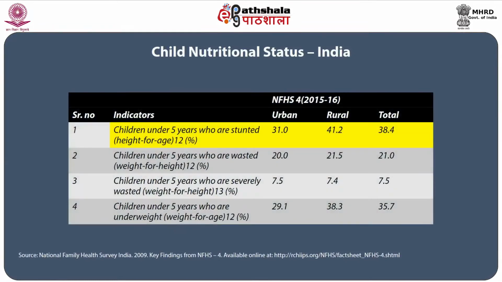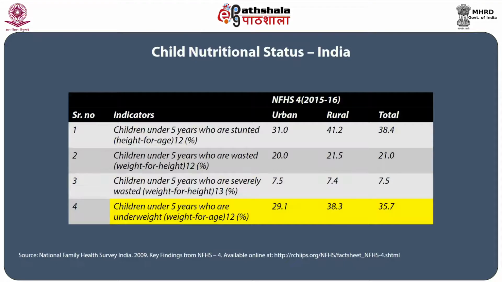And if we look at the number of children who are stunted, based on the measurement of height for age, it is to the extent of 31% in urban areas, whereas it is as high as 41.2% in rural areas. Similar is the case with regard to underweight children. For example, children under 5 years who are underweight, measured from weight for age, also reflect that in urban areas the proportion is slightly lower, at 29.1%, whereas in rural areas it is as high as 38.3%. What does this clearly reveal?